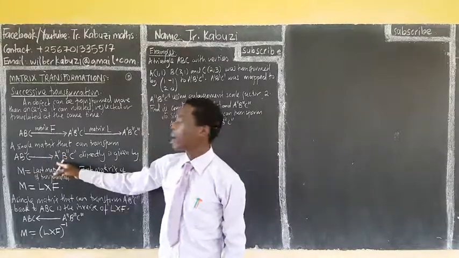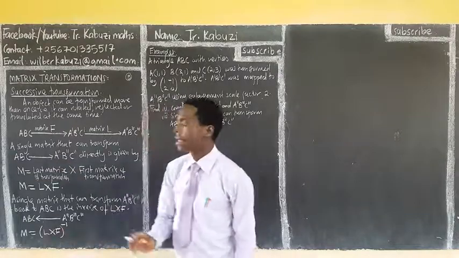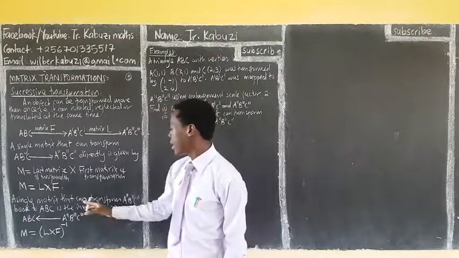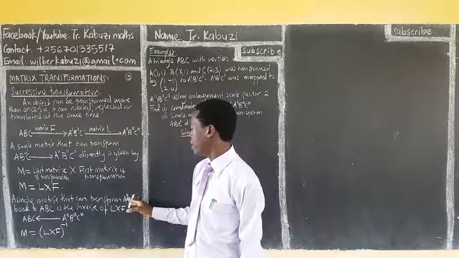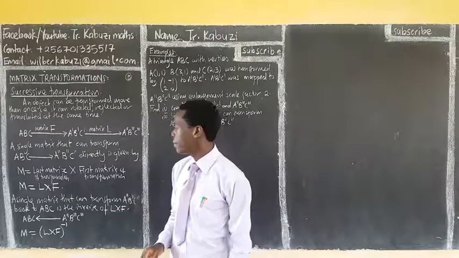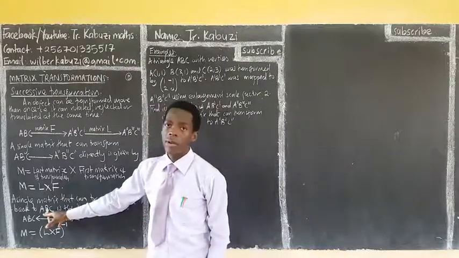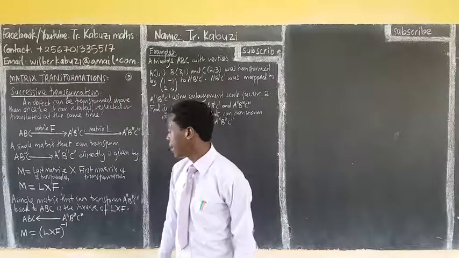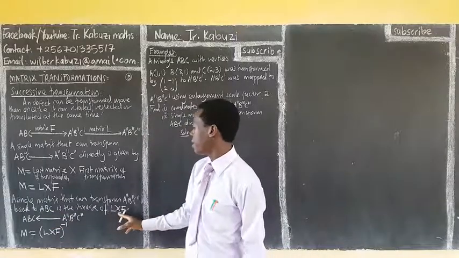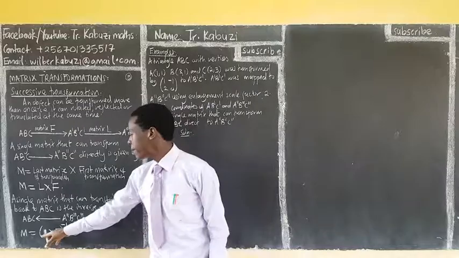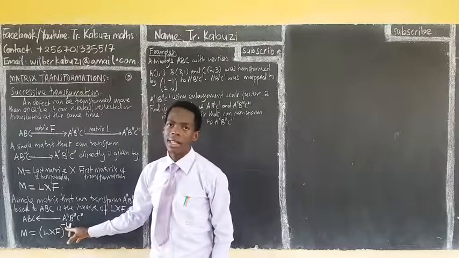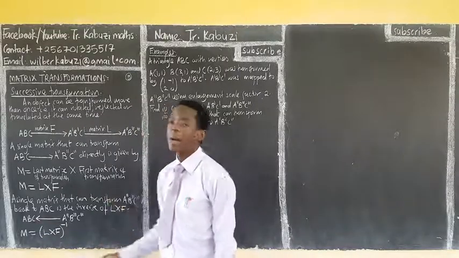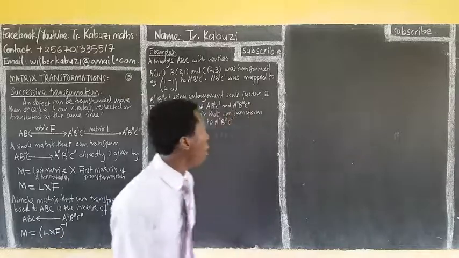Now sometimes you want to go from this to this directly. A single matrix that can transform A double prime, B double prime, C double prime back to the original object A, B, C is the inverse of L times F. So you get the last matrix and the first matrix, then you invert it. That will be the matrix that takes it back to the original object.